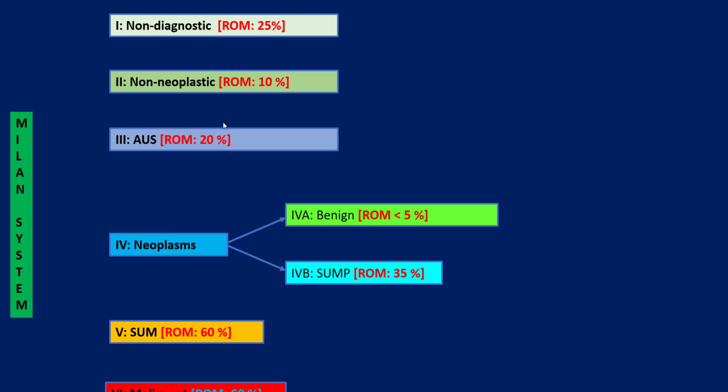Non-neoplastic 10%, which is pretty good. ATP of undetermined 20%. Benign has the lowest risk of malignancy. So when you are sure a lesion is benign, the risk of malignancy is extremely low. So that's why it's very good to give a benign.